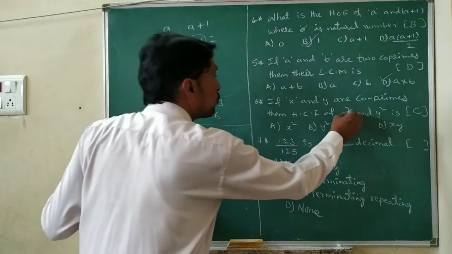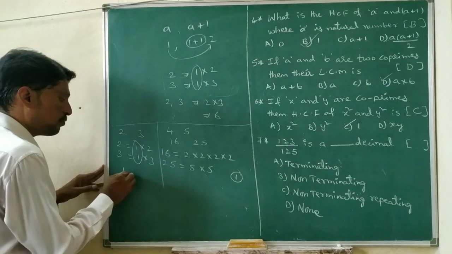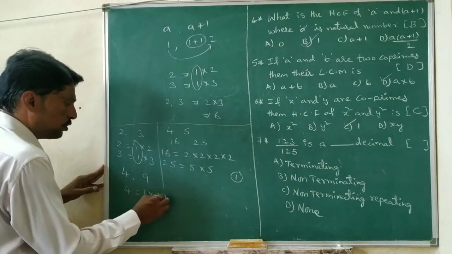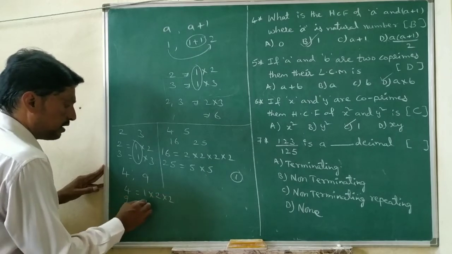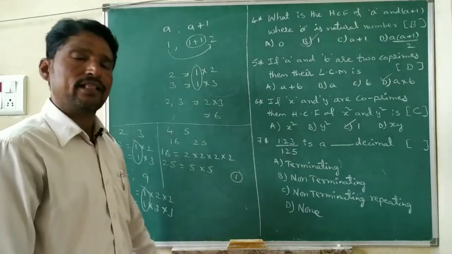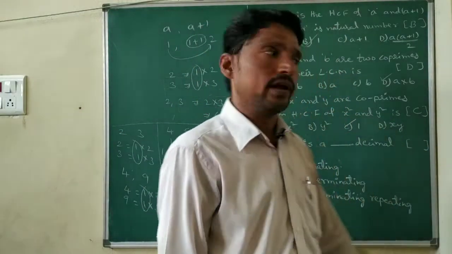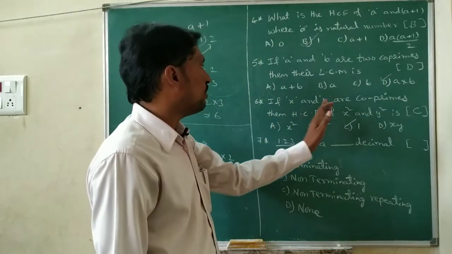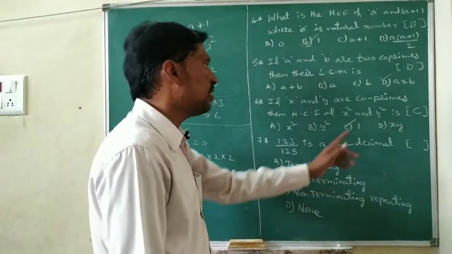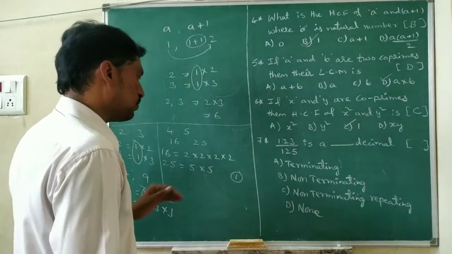But here, x square and y square, the HCF of x square. x square means 4 and 9. How do we write 4? 1 into 2 into 2. 9 we can write as 1 into 3 into 3. Here we have only 1 as a common factor. Here we got only 1 as a common factor. That means if x and y are co-primes, then the HCF of x square and y square is 1. Next, the seventh one.